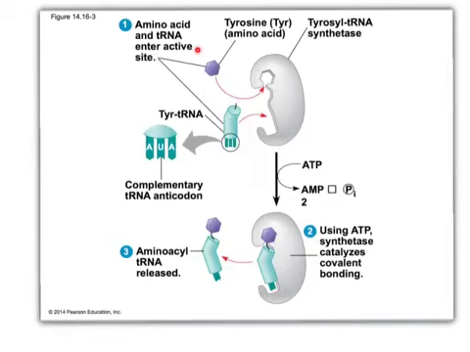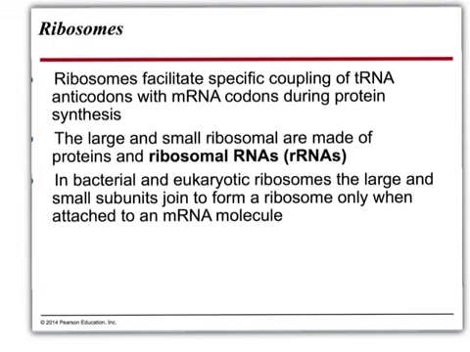Meaning what? It uses energy. So, recognition involves linking the amino acid to the right tRNA and then a codon-anticodon relationship. Any other questions about that part of translation, that player in translation?